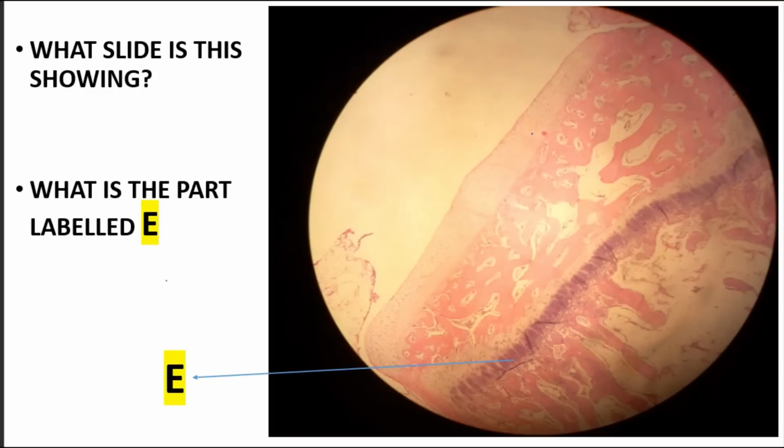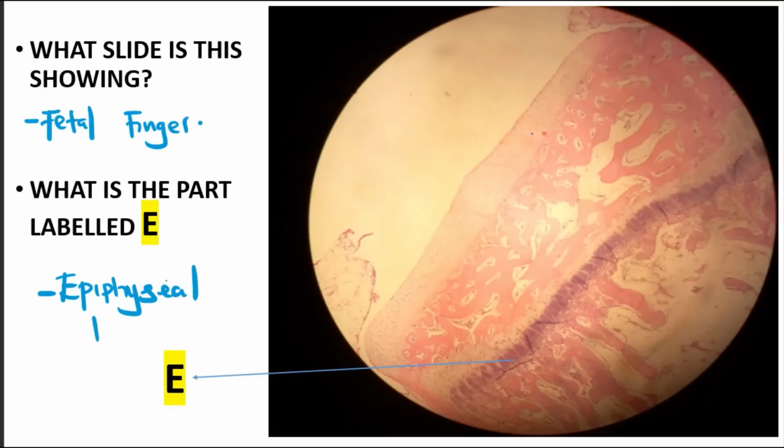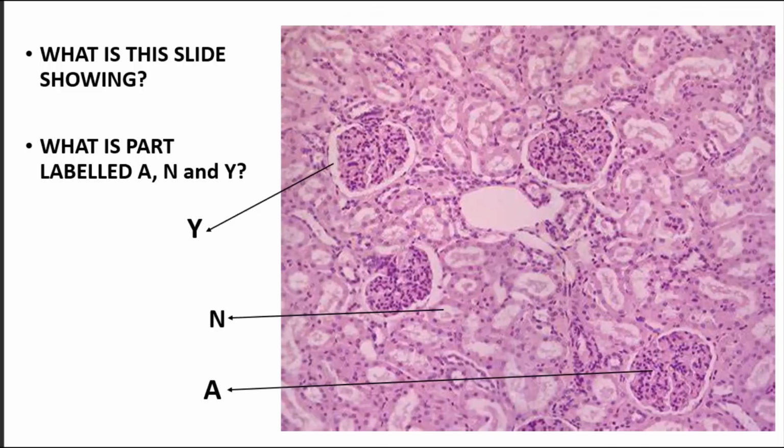What slide is showing? This slide is the fetal finger. What part is labeled E? The part that is labeled E here, you can see this is where the bone is forming. So this is the epiphyseal plate, aka the growth plate. In old people who stopped growing, this epiphyseal plate is going to turn into the epiphyseal line.